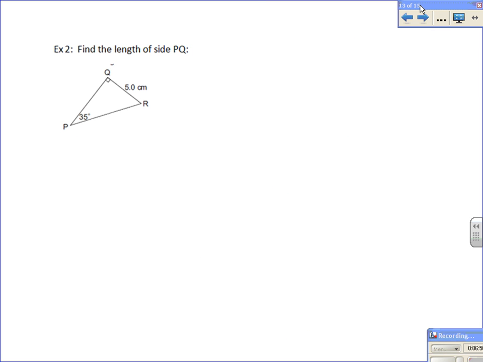Okay, this time we're going to calculate the side PQ. Again, step 1. Label your triangle. Label the sides. Okay. Again, I see that with this triangle, I'm given one of the angles. I'm given angle P. It's equal to 35 degrees.